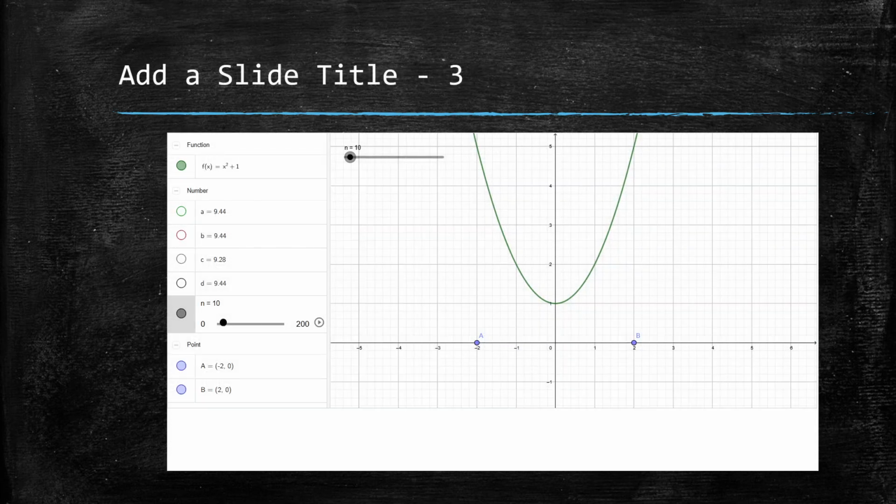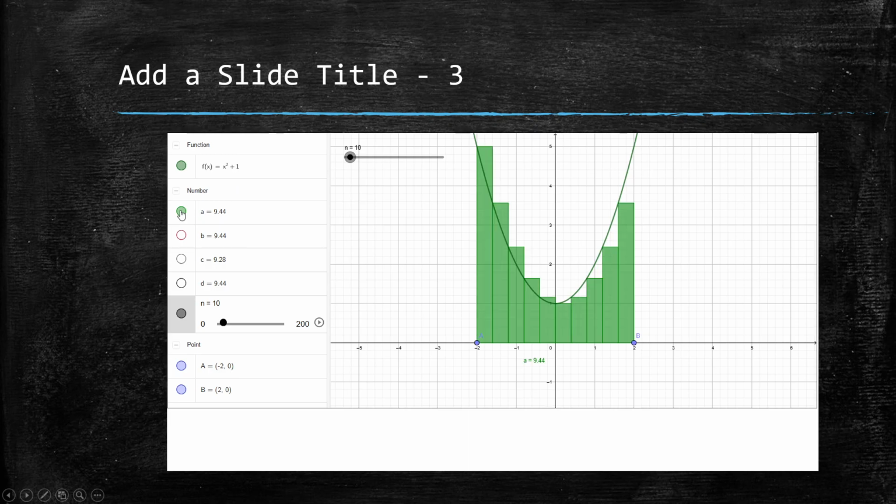As with many formal mathematical definitions, it is easier to see an example. The following is the graph of the function x squared plus 1. Let's first look at an example of the Riemann sum if we use left endpoints. The green rectangles are generated using the left endpoints of the subintervals. The red rectangles are generated using the right endpoints of the subintervals.